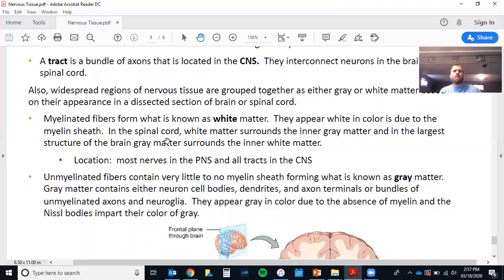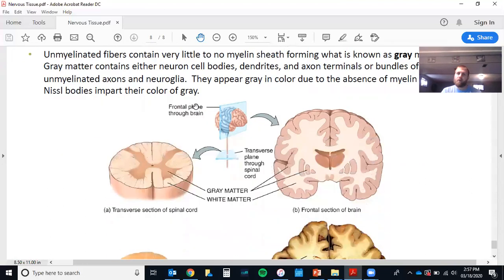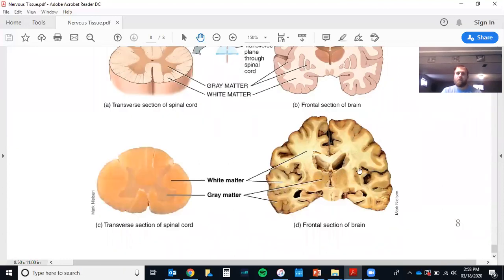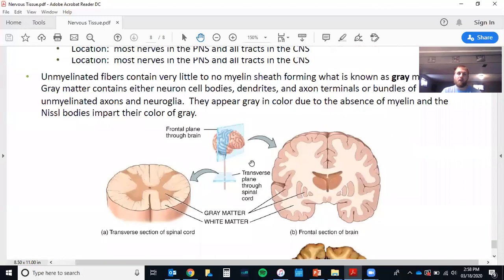Also, we have widespread regions of nervous tissue that are grouped together as either what we call gray matter or white matter, based on their appearance when dissected. And when we're talking about dissecting, we're talking about either the brain or the spinal cord. They call them gray and white matter because of what they actually look like. Here we can see brain, and this is a dissected section of the spinal cord. It's not as vibrant here as it is over here, but the white matter literally looks white. The gray matter is a lot duller. Maybe it's not necessarily a nice gray color. It's more like a dark tan, maybe.